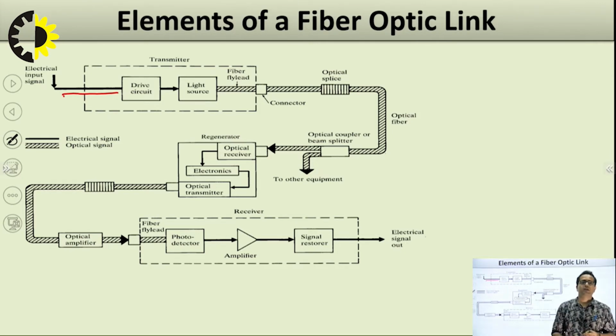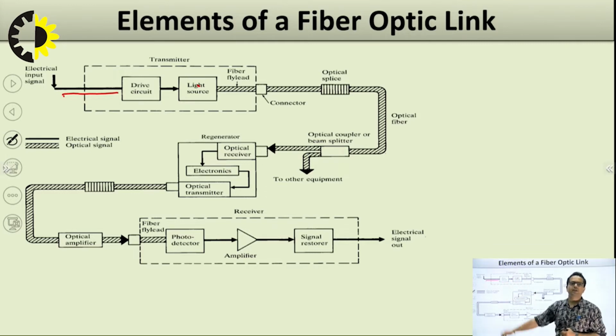Why? Because we have to adjust the current given to the light source. The magnitude of the current should not be high for the light source. It should be within a manageable range for the light source, so that it does not destroy it. That's why the information in the form of a signal or current should first be given to a driver circuit. The driver circuit will maintain a safe level of current before giving it to the light source.